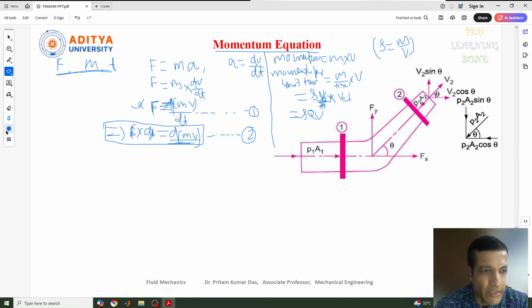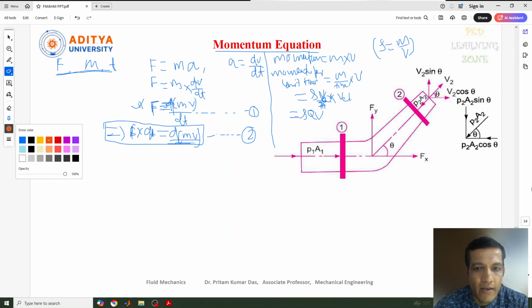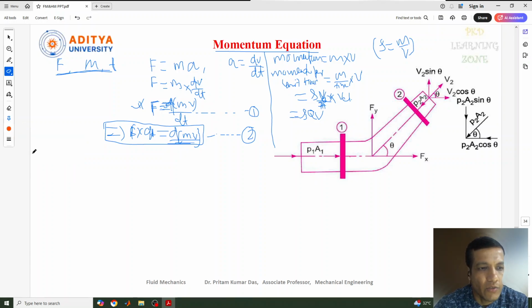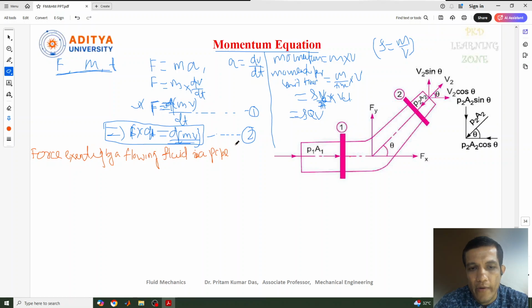Now this principle we are going to apply to a pipe bend condition. So now we are going to derive the force exerted by a flowing fluid in a pipe bend, when a fluid is flowing through a pipe, and especially when it is a bending pipe.